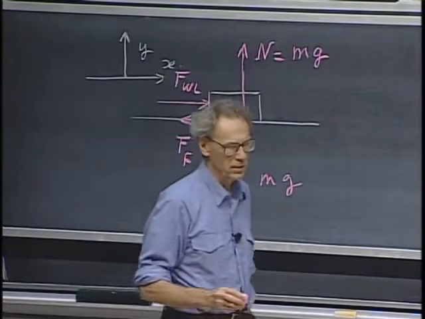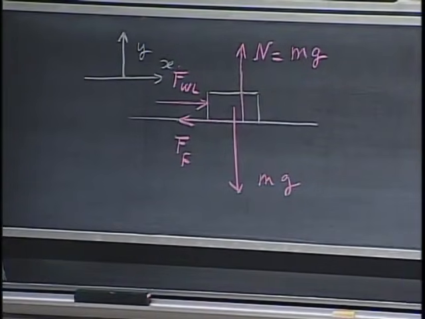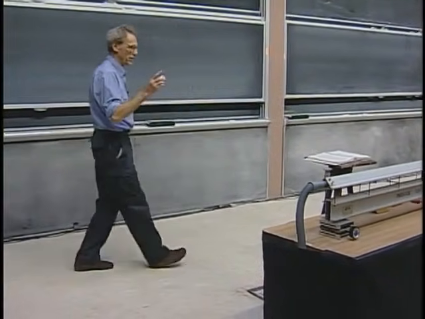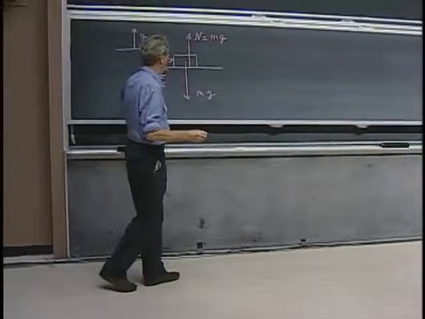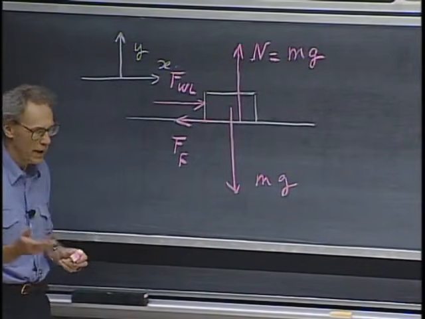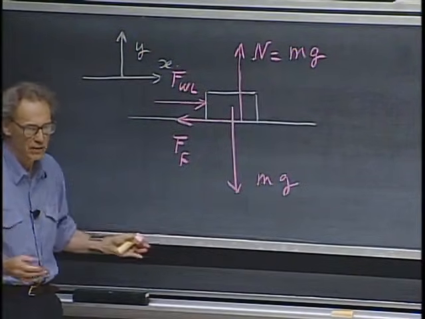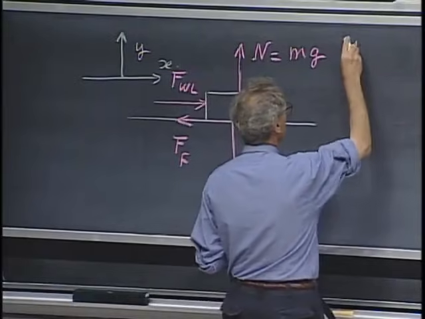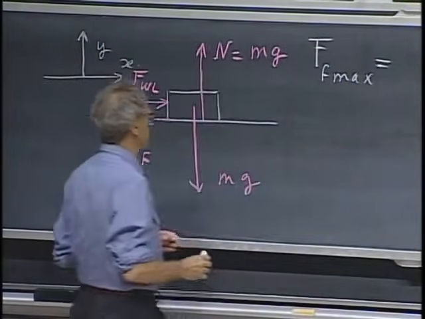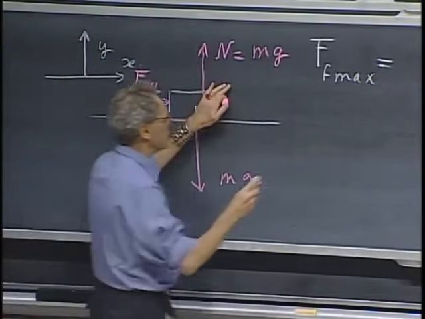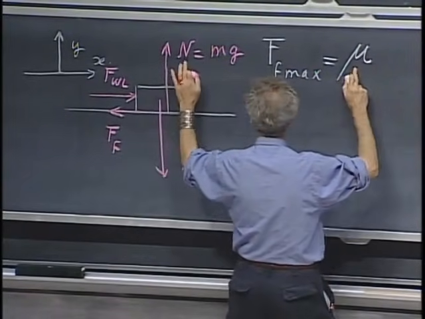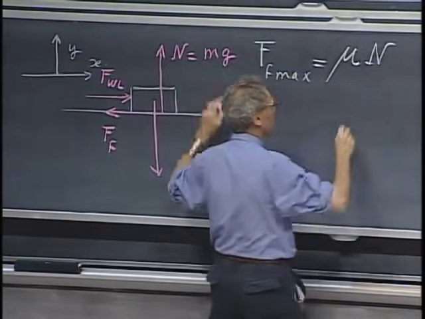I push harder and harder and harder, and there comes a time that I win, and the object begins to accelerate. It means that the frictional force, which is growing all the time as I push harder, reaches a maximum value which it cannot exceed. And that maximum value that the friction can achieve, this is an experimental fact, is what's called the friction coefficient mu, which has no dimension, times this normal force.